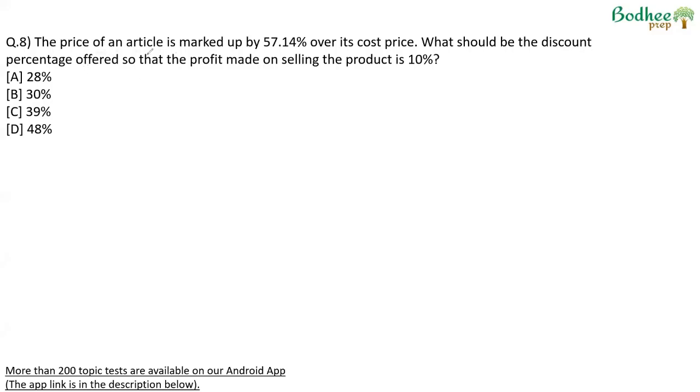The price of an article is marked up by 57.14%. Markup percent is 57.14 over its cost price. What should be the discount percentage offered so that the profit is 10%?